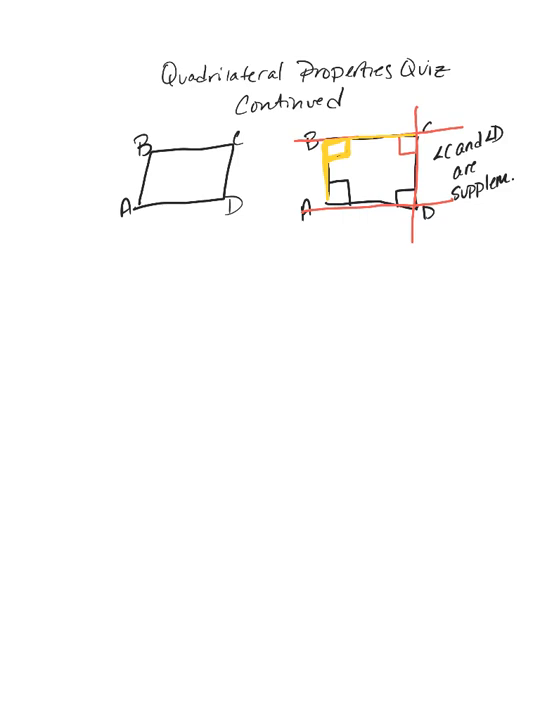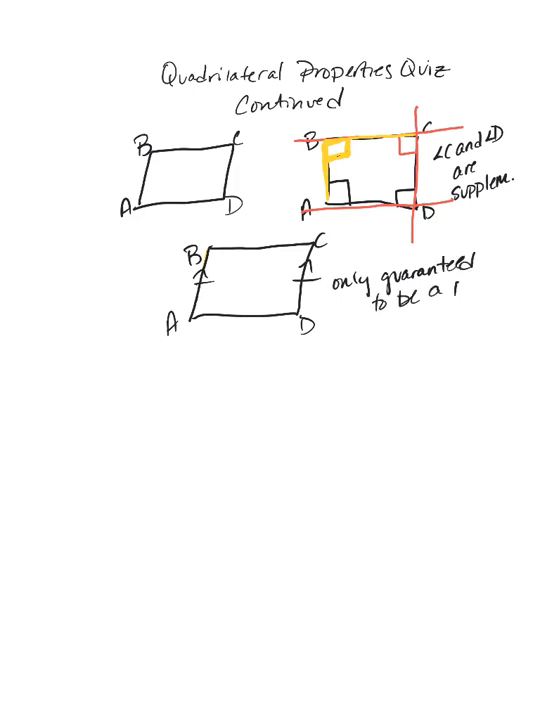Okay, let's look at why the other choices are not correct. Choice 2: one pair of opposite sides are congruent and parallel. That makes it nothing more than what we already had in the first problem. This only guarantees a parallelogram. One pair of opposite sides congruent and parallel is only guaranteed to be a parallelogram, and we're looking to make this a rectangle.